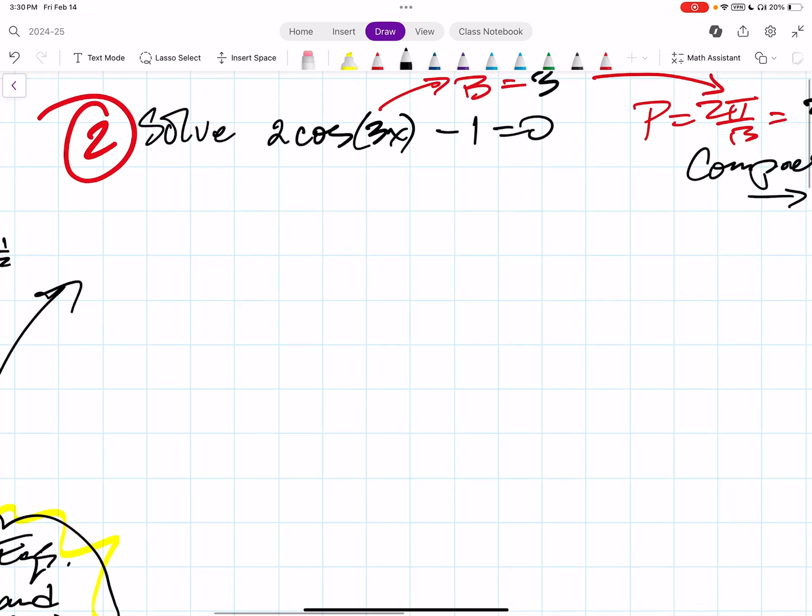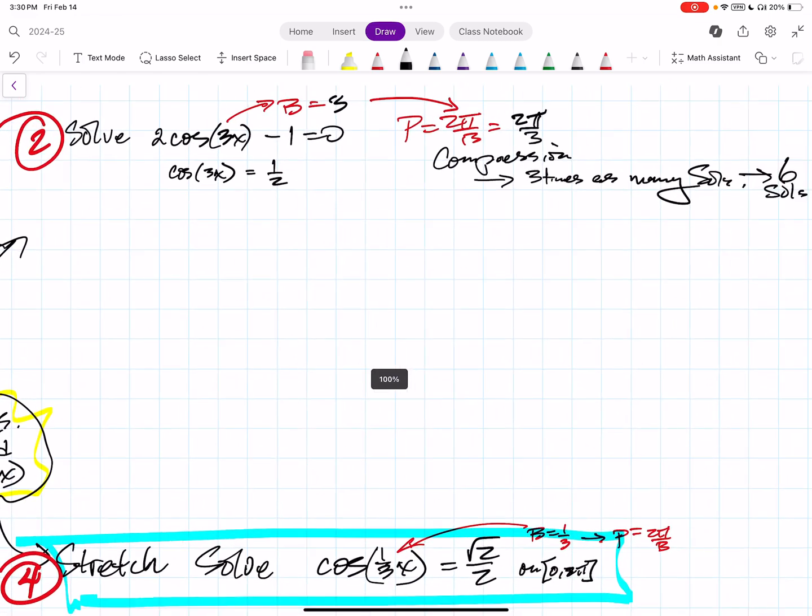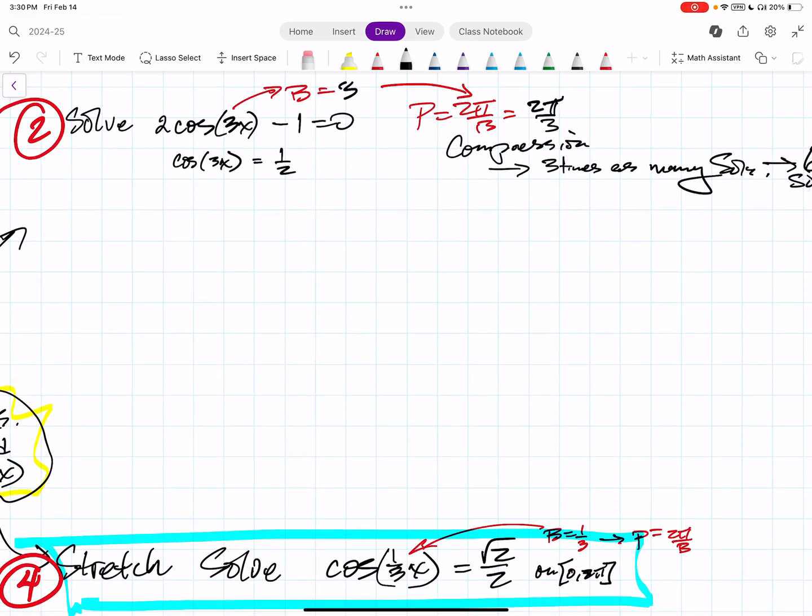All right, so here we go. We're going to add 1 first, and then divide by 2. So we have cosine of 3x. When you add 1 and divide by 2, you get cosine of 3x equals 1/2.